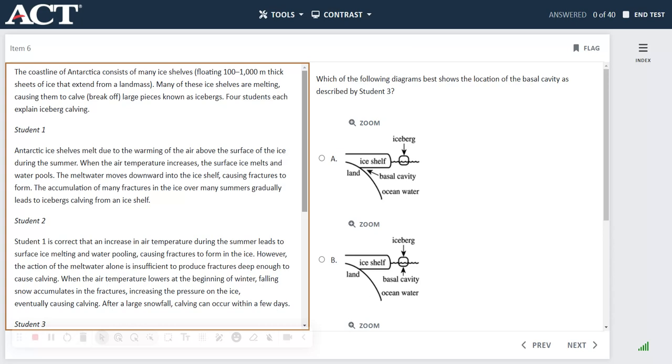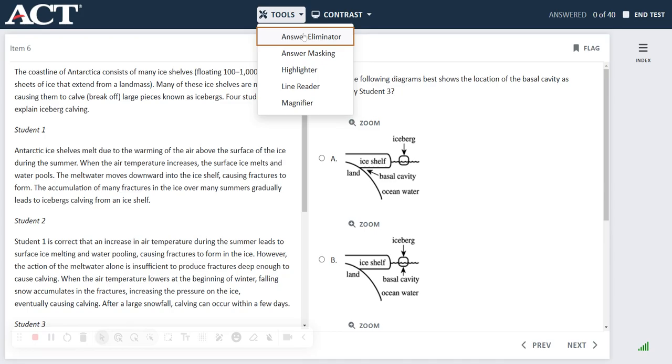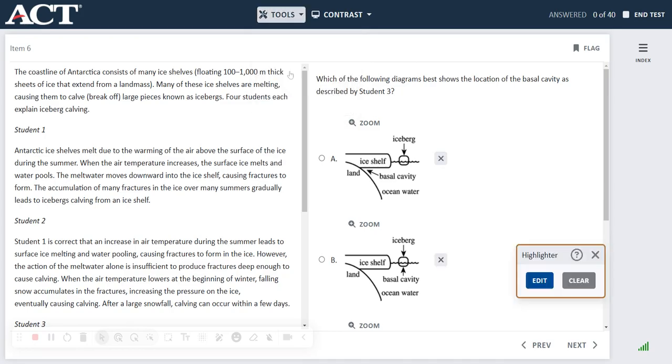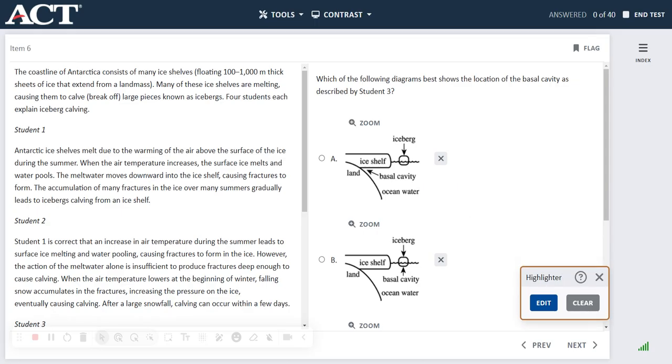Okay, we're going to go through passage 2 on the digital online enhanced ACT. The new enhanced ACT is really not any different on the science test other than it becomes optional. I'm going to turn on two tools. I like the answer eliminator and the highlighter. Sometimes the magnifier is good, but these are the two I almost always use.